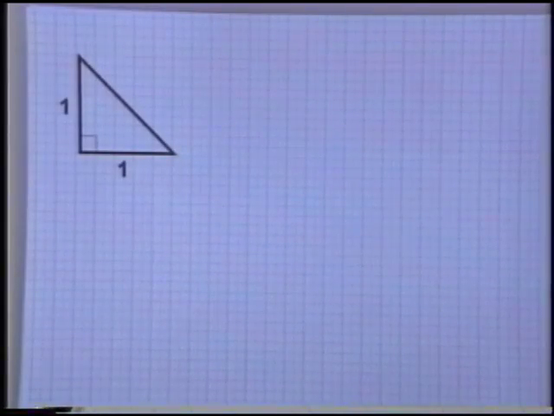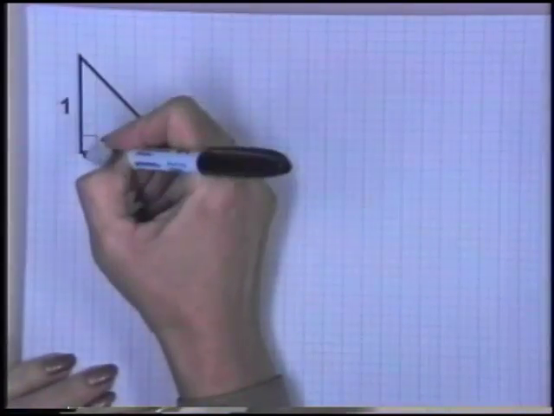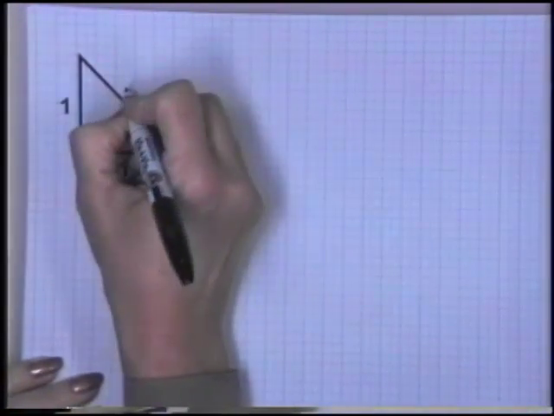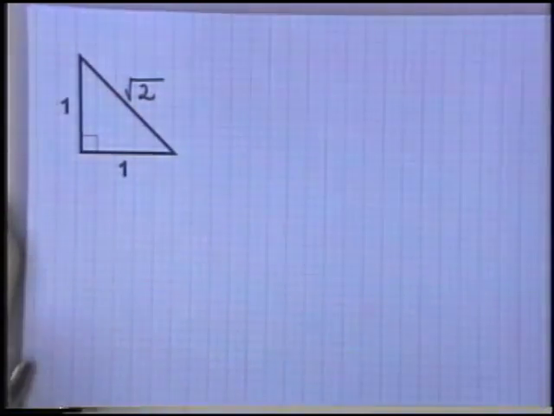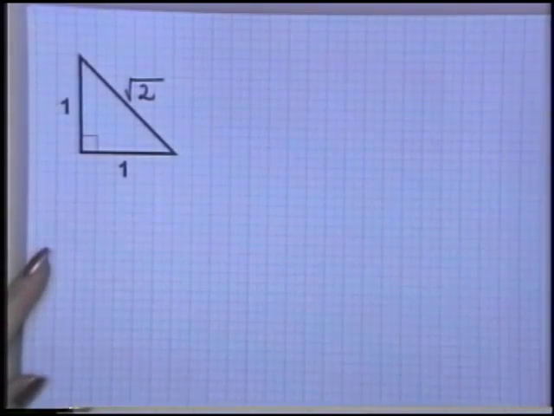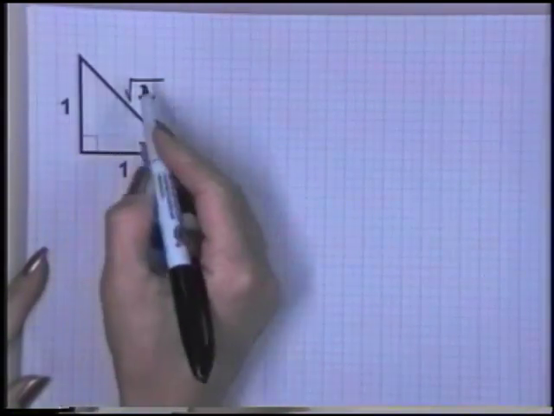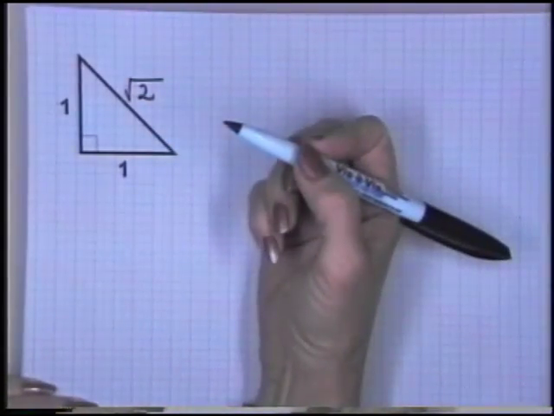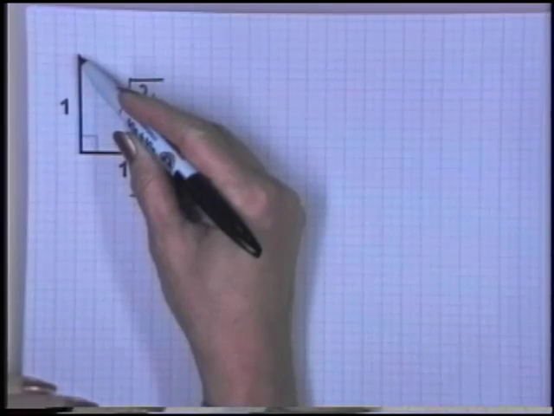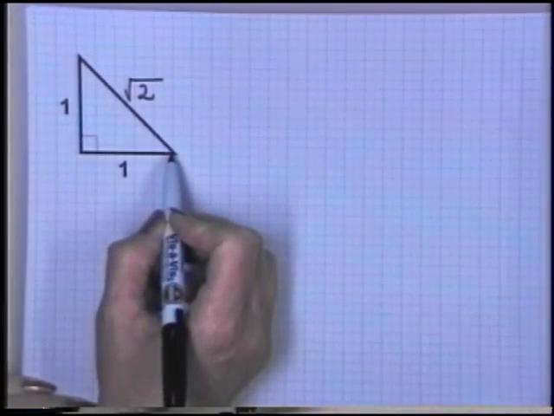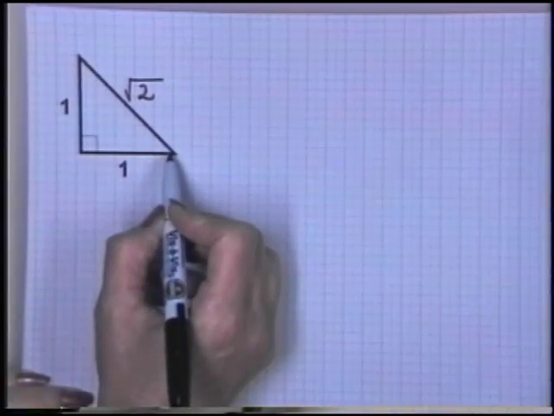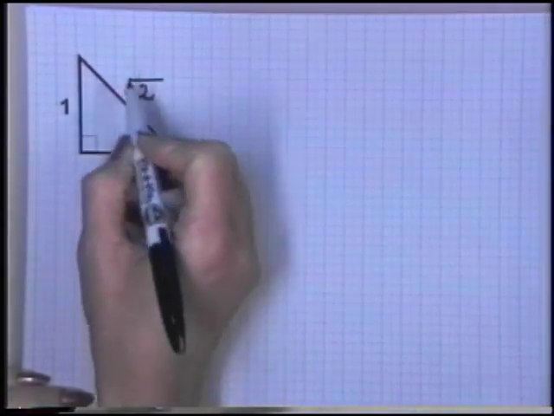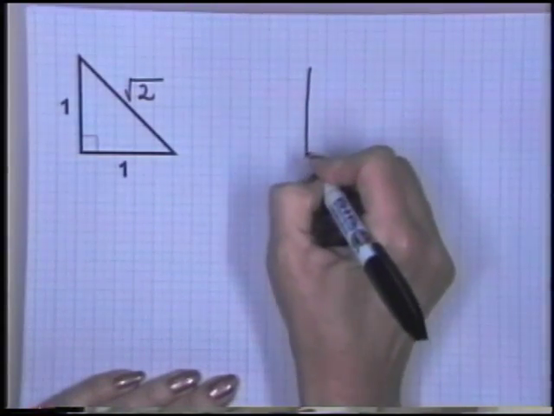Now let's look at the relationship in the legs and the hypotenuse in an isosceles right triangle. We'll start with the legs 1, 1, and of course we found that the hypotenuse was equal to the square root of 2 in an isosceles right triangle, and of course we know this angle is 45 and this angle is 45. Always in an isosceles right triangle, if you know the length of one leg, then you know the length of the other leg, and the length of the hypotenuse is equal to the leg times the square root of 2.